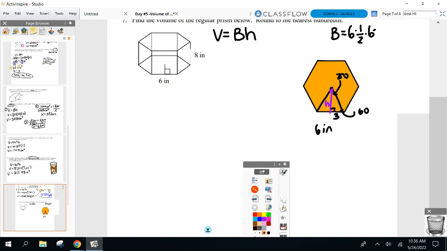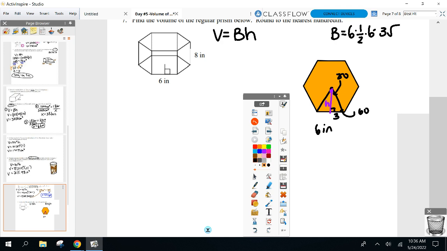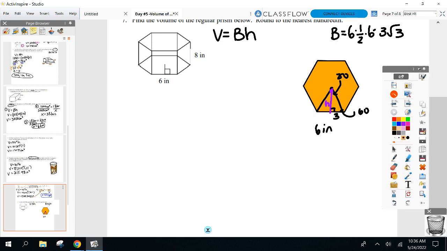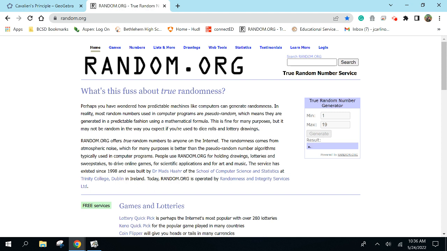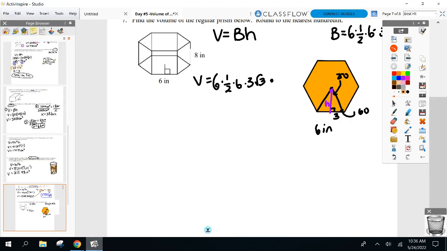3 radical 3. Okay, that's just big B. That's just capital B, right? There's the area of the base right there. That was just capital B: 6 times 1/2 times 6 times 3 radical 3. Now multiply it by the height of the prism, which is 8.